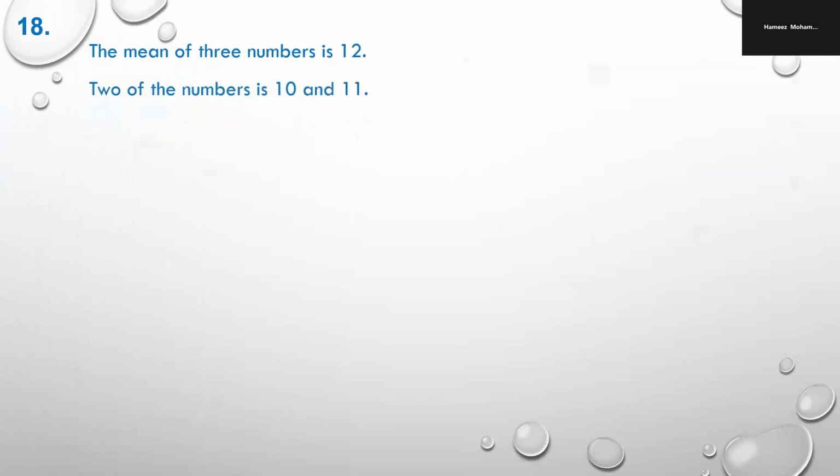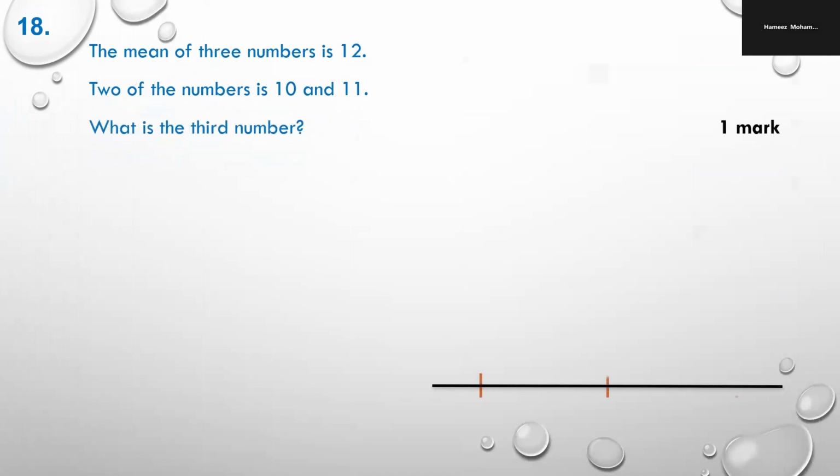Two of the numbers are 10 and 11. What is the third number? So we can make a little sketch here and bring it up. Let's draw a little rectangle at the average of where 10 is. That's the first number, and the second number is 11, so it's a little taller. Do we know the third number?